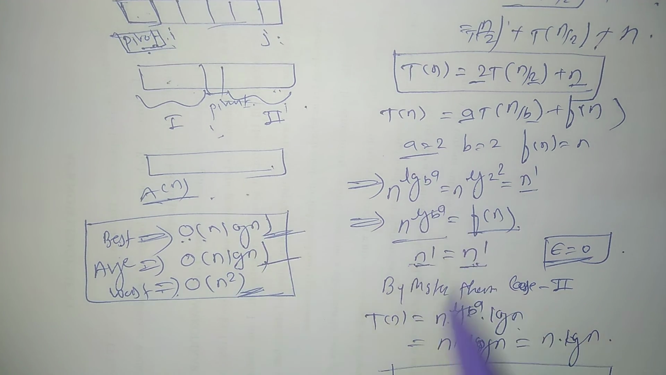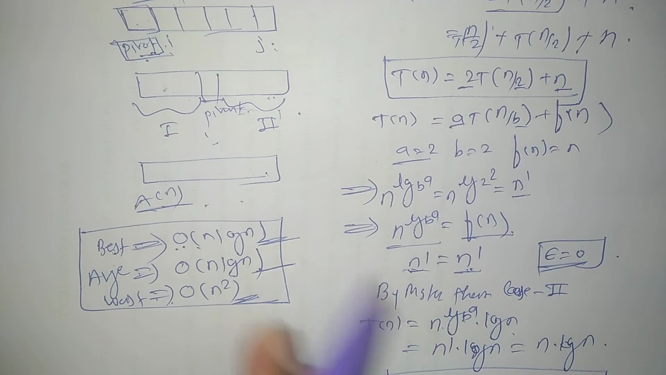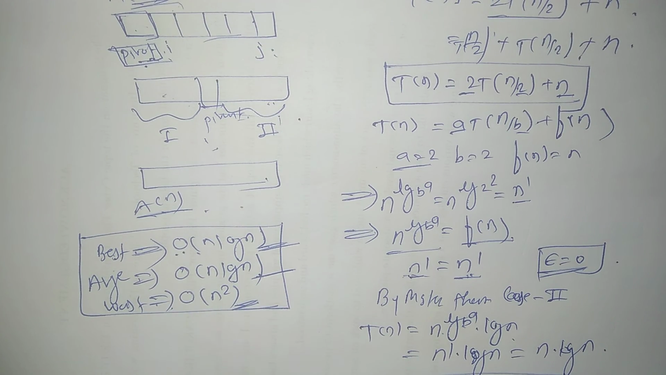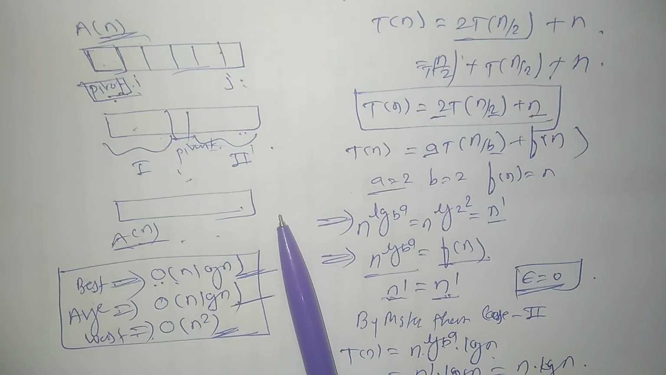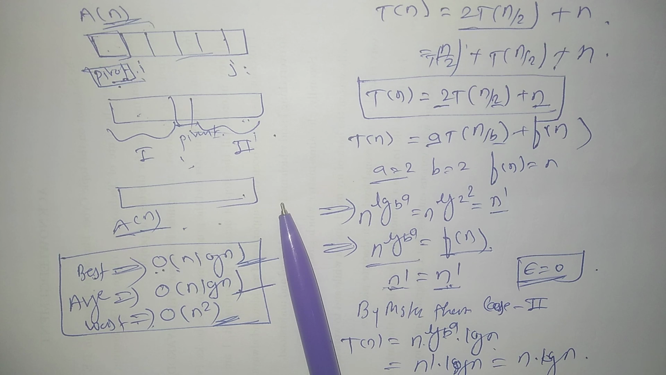As we compare the analysis of quicksort, keep in mind that the best case and average case require the same time, O of n log n, and in the worst case it's n square. This is all about the analysis of quicksort and the complexity of quicksort. Thank you for listening.